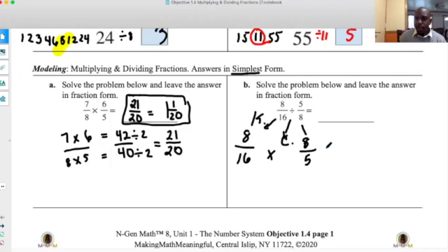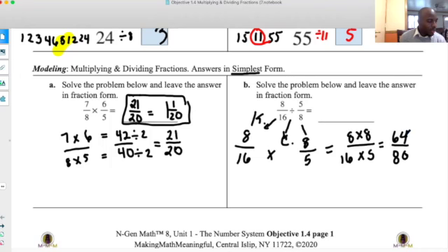Okay. Now that we have it like this, guess what we have? We have a multiplication problem. And since it's a multiplication problem, let's do it just like we did before. We're going to do numerator times numerator and denominator times denominator. Now, when we do this, we end up getting 64 over 80. Could you say, well, that's our answer? No. We need to remember to simplify.